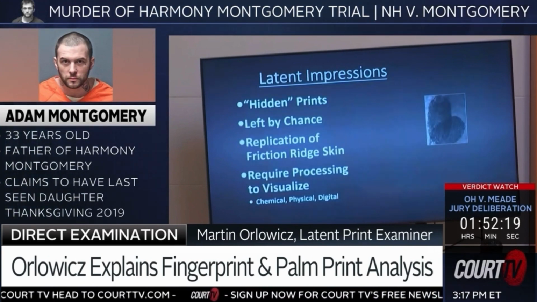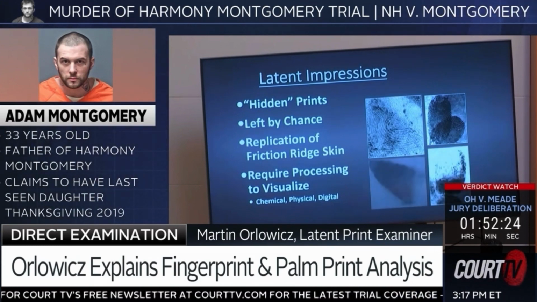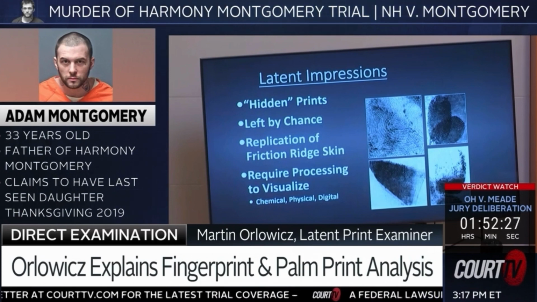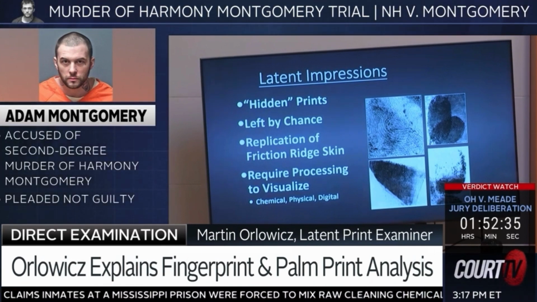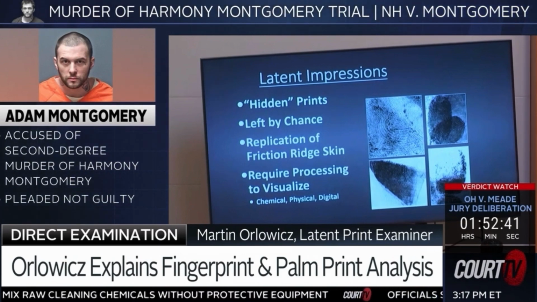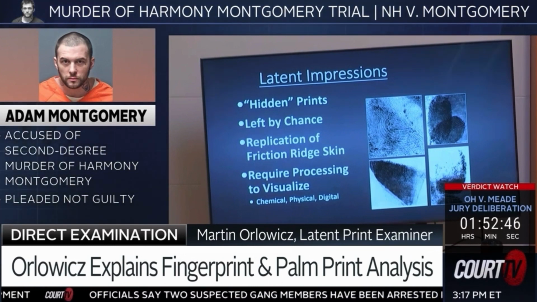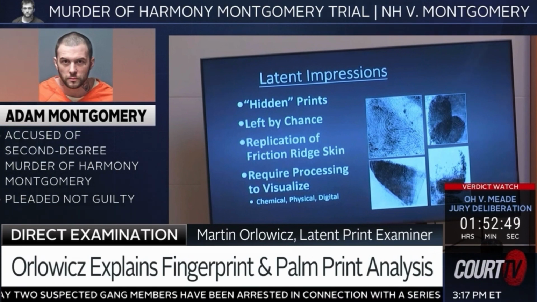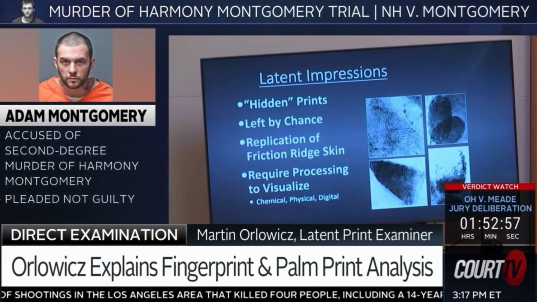Can you tell the jurors what a latent impression is? Latent impressions are, rather than your physical skin, your friction-ridged skin, a chance impression that might be left behind when an individual touches an object. So the residue that is present on your skin may deposit itself onto a surface, leaving a copy, essentially, of your friction-ridged skin on that surface. It can also be the inverse, where if a surface is dirty, your friction-ridged skin could lift up the contaminant that's on that surface, leaving almost a negative image of your friction-ridged skin behind.